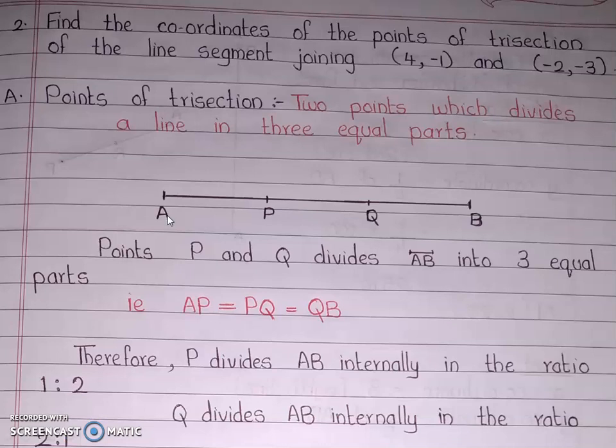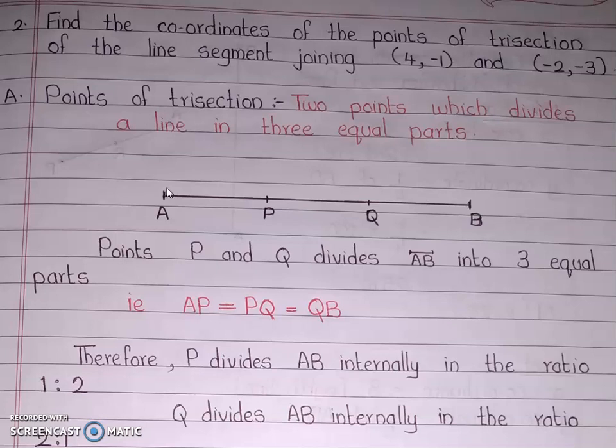Find the coordinates of the points of trisection of the line segment joining (4, -1) and (-2, -3). Students, for your kind information, this is very important. That is, point of trisection. What is a point of trisection? Two points which divide a line into three equal parts are known as points of trisection.